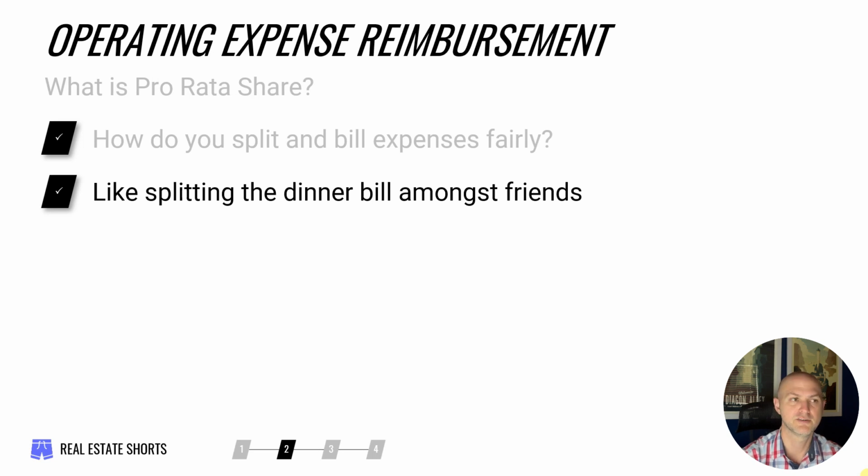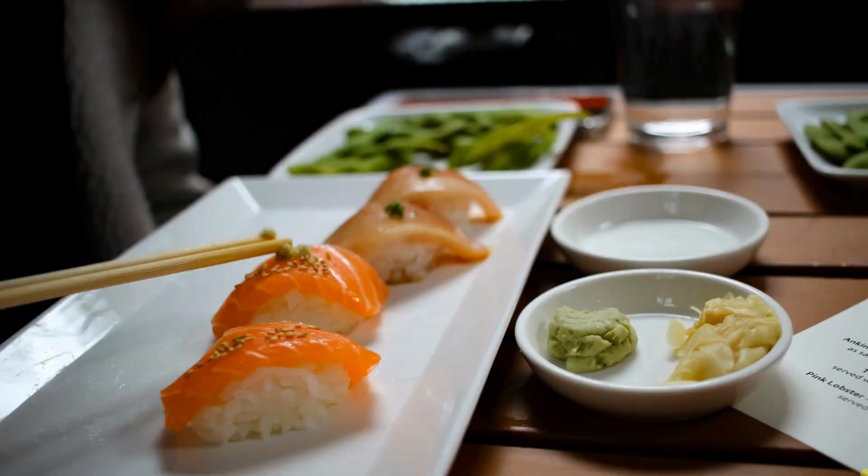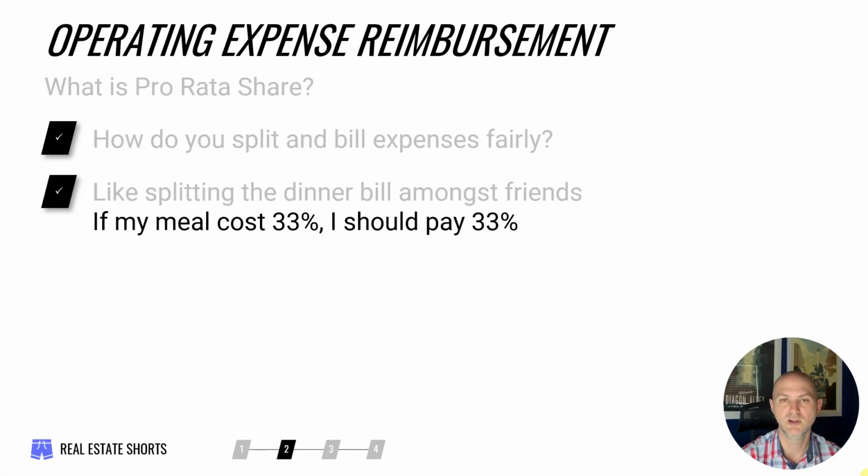So let's take ourselves out of real estate for a moment, and let's just imagine that we all go to dinner together. So let's say we all go to a sushi restaurant. We're eating good, we feel good, we're laughing, we're drinking, we have a great time. The bill comes at the end. So let's say my meal cost a third of the bill. I think it's only fair that I pay a third of the bill, right? So my share of that expense is 1/3.